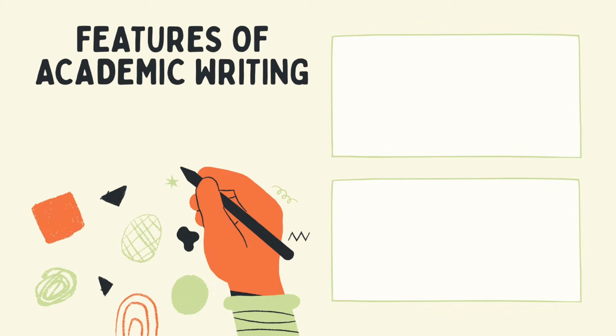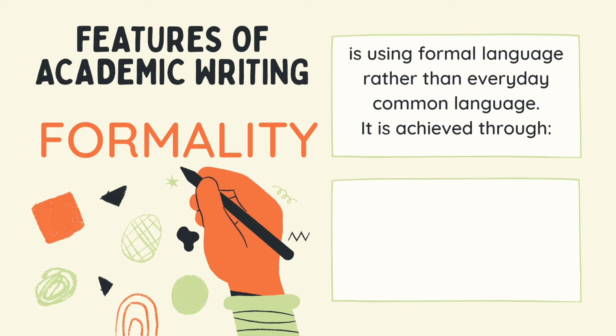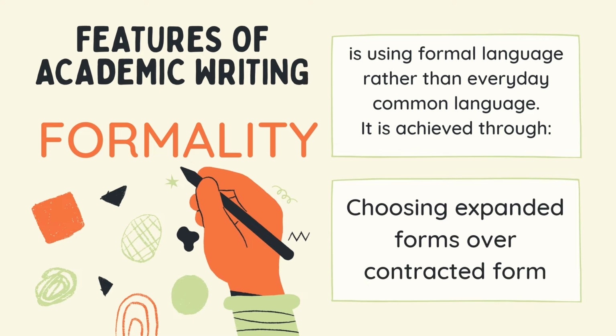Now, let's discuss the features of academic writing. The first one is formality. It is using formal language rather than everyday common language. It is achieved through, number 1, choosing expanded forms over contracted forms.